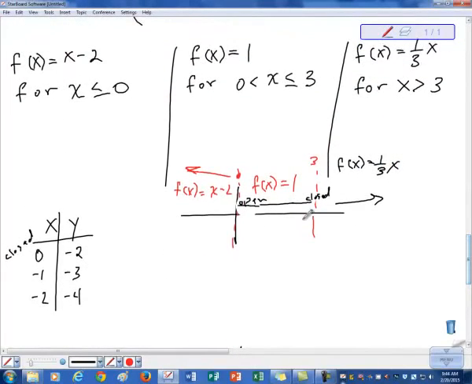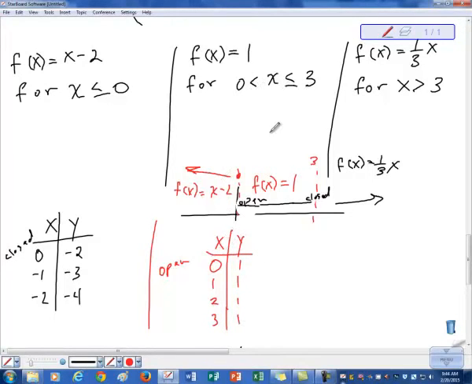Okay, now let's look at the next one, f of x equals 1. So here's our table of values. We start with 0 again, but because x is greater than that, it's open. And we go 1, 2, 3. So no matter what x is, y is always going to be what? Y is always going to be 1. So this would be 1, 1, 1, 1.